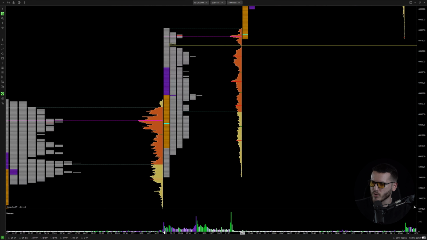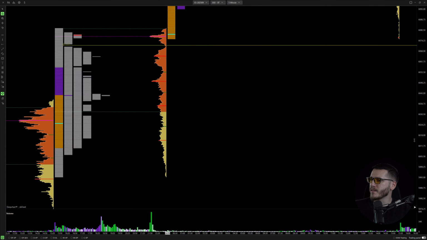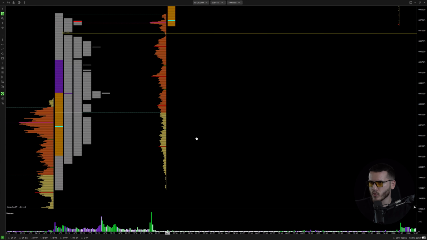The cash session, as you may remember, is from 3:30 to 22 Central European time, or 9:30 to 16, so 4 p.m. Chicago time. So this is where most of the volume is traded. This is where most of the money is moved in this specific asset and this specific contract, which is the E-mini S&P 500.